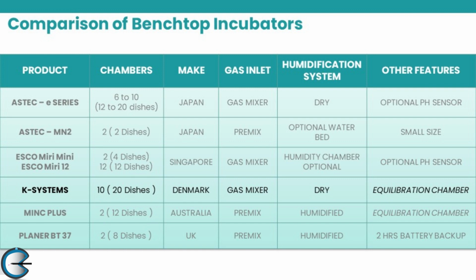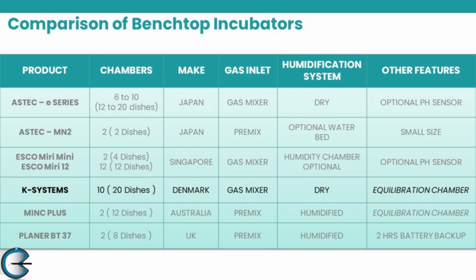It is made in Singapore and has an inbuilt gas mixer. The humidity chamber is optional, so you can optionally choose to have a humidified incubation, and it has an optional pH sensor. The next one is K Systems with 10 chambers and the ability to culture 2 dishes per chamber.